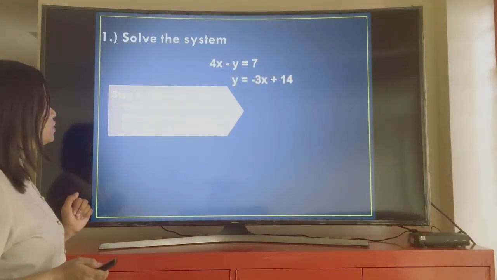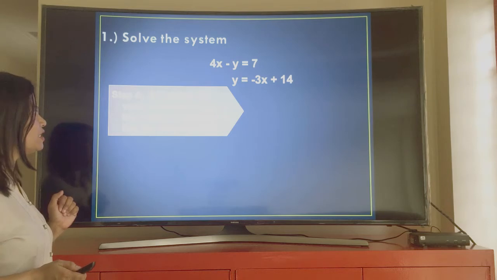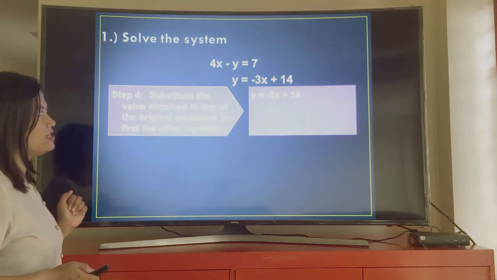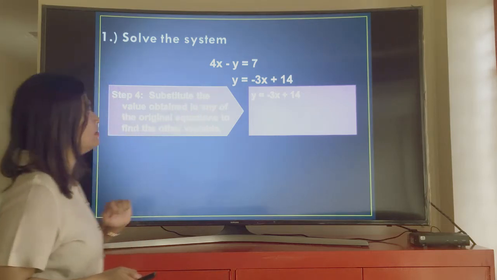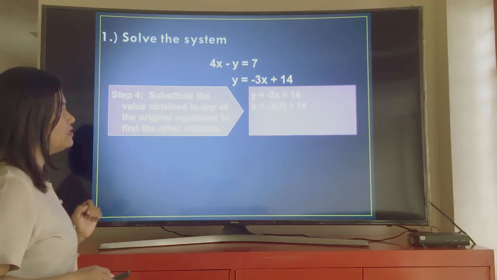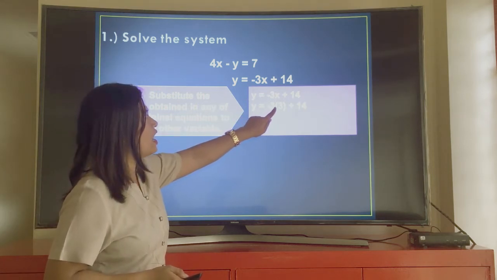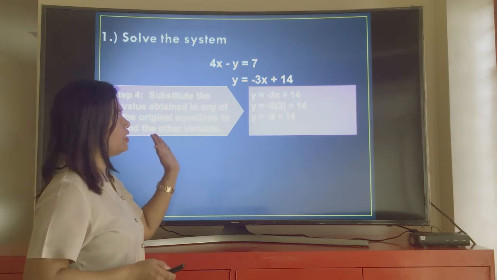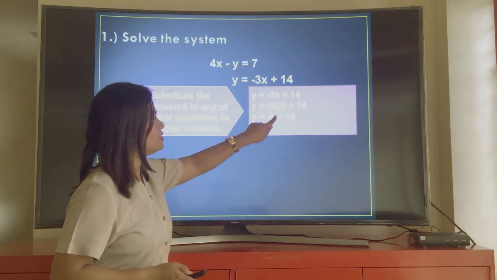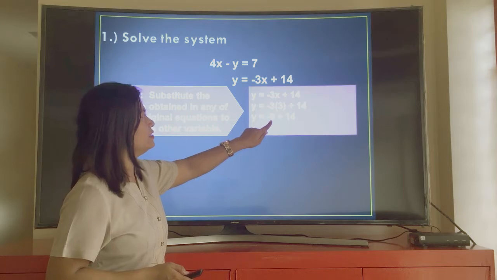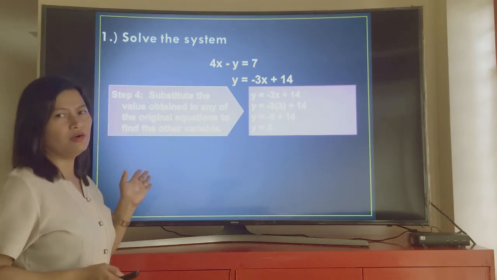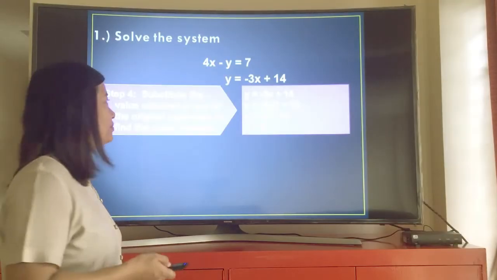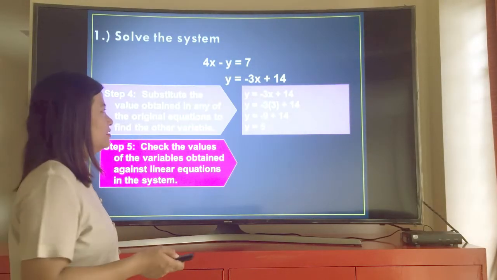Step 4, substitute the value obtained in any of the original equations to find the other variable. Let's say in equation 1. So y is equal to negative 3. Our x is 3 plus 14. So y is equal to negative 3 times 3, which is negative 9, plus 14. So y is 5.